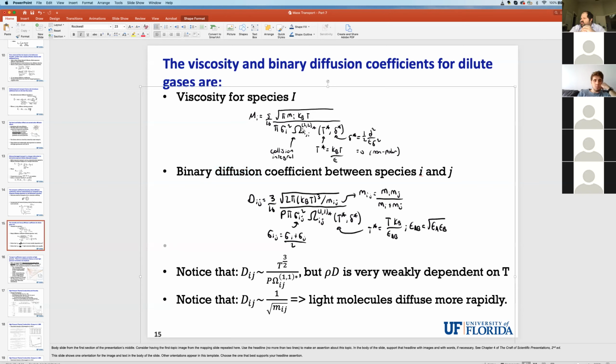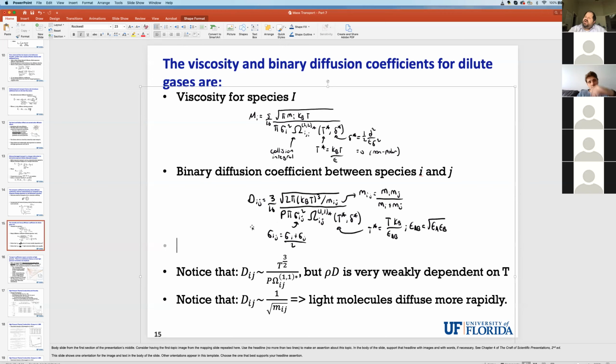And the binary diffusion coefficient, oh, and there's no pressure effect here in the viscosity. But the binary diffusion coefficient, on the other hand, between species I and species J is different. First, it varies by temperature raised to the three-halves power, and it's inversely proportional to pressure. And so the binary diffusion coefficient itself is strongly dependent on temperature.